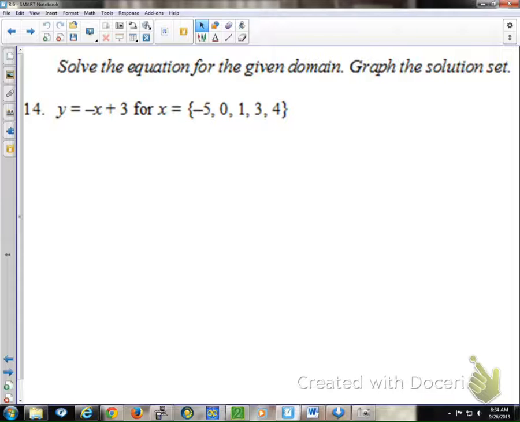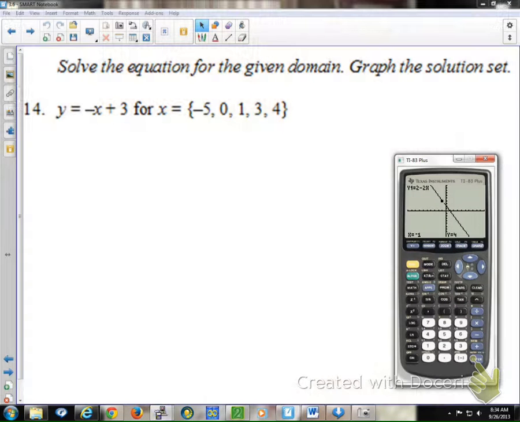Solve the equation for the given domain. Hey, we're going to do this one the exact same way. Okay? Let's go punch that thing in the calculator. Now again, all this question is asking is, if here are 5 x values, find the 5 y values. It's saying, if you have these x values in this line, what are your y values? And how would we find those? How would you find y values if you were given the x values?